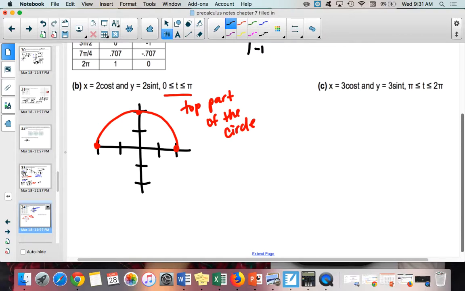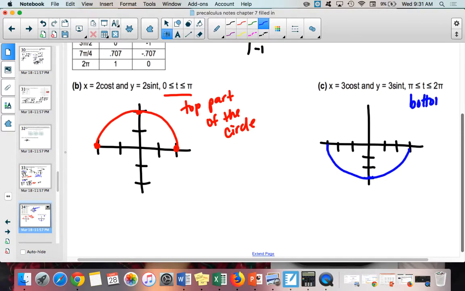So then what's this one going to be? All the way around. What's its radius? Does it go all the way around though? No, it's just the bottom. It's the bottom part. Exactly. Does it make sense? So we can get those.